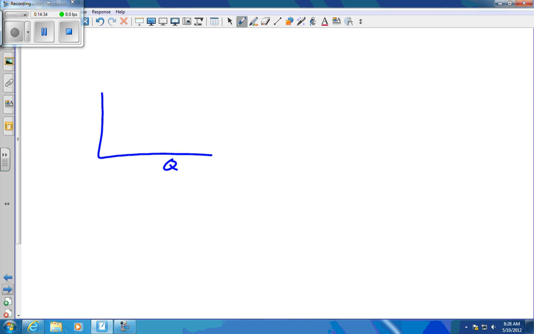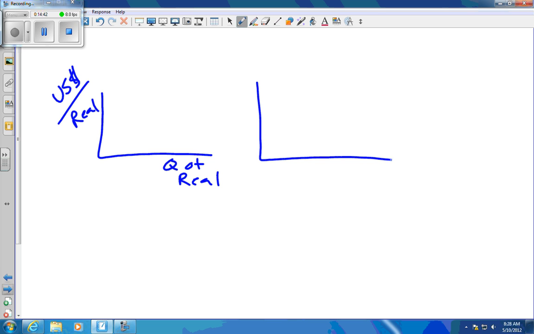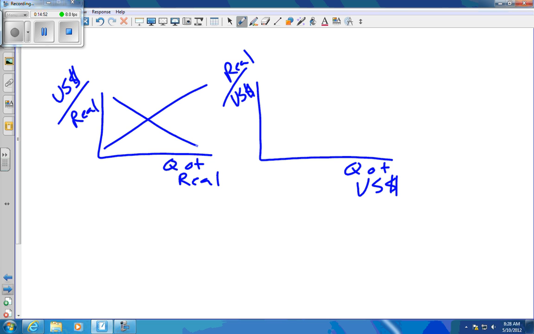Let's say you had quantity of real. We're dealing with Brazil's currency, the real, and the US dollar. And you're now looking at quantity of US dollar. We read an article on this in class, actually, about the currency situation and the interest rate problems in Brazil. The rest of the world has been cutting interest rates. Brazil was worried about inflation, so they raised their interest rates.